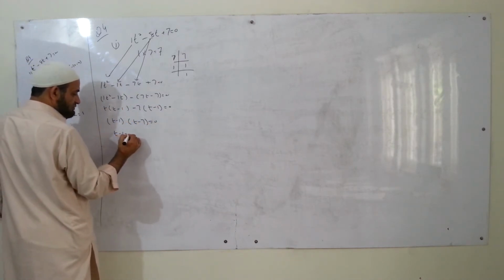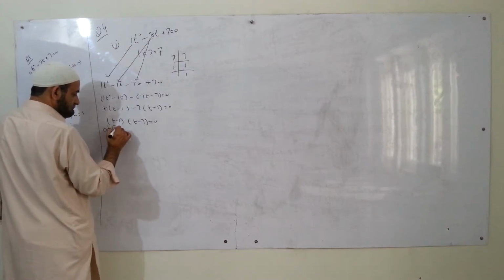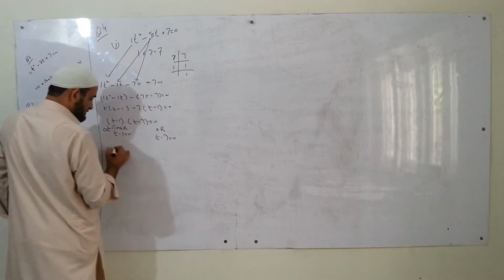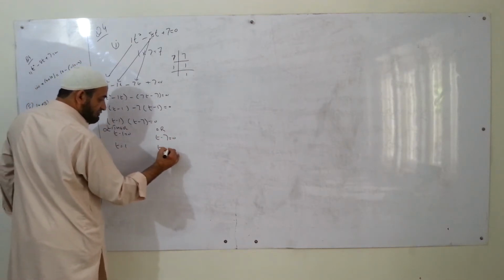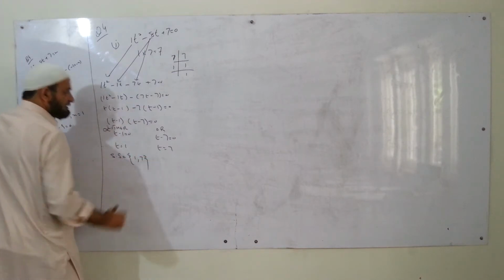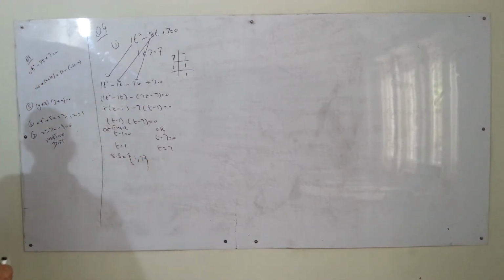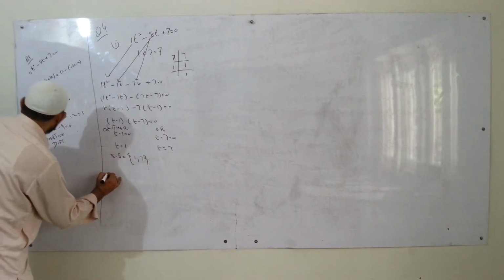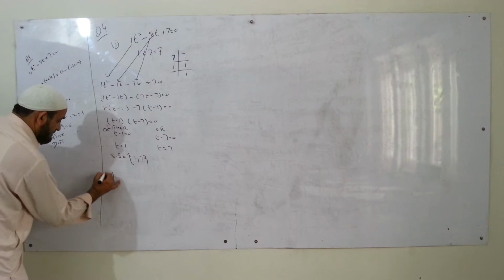Either t minus 1 equal to 0, or t minus 7 equal to 0. So t equals 1 and t equals 7. Therefore, the solution set is {1, 7}. That is your part number 1. Now we do part number 4, sorry, part number 4.